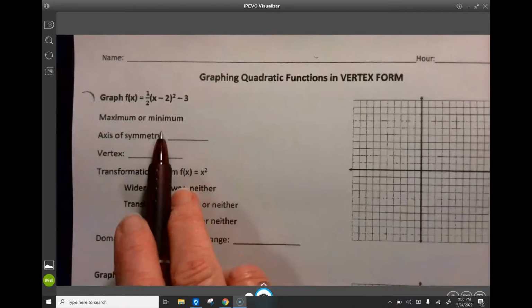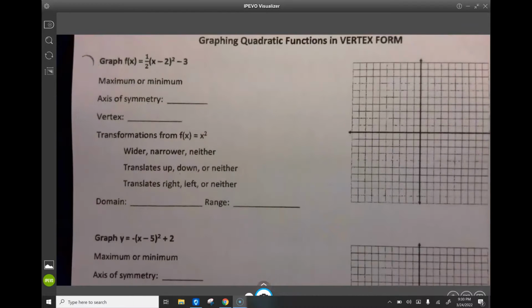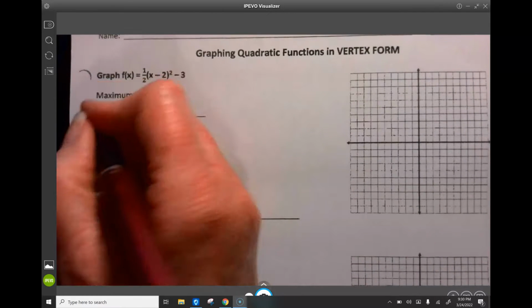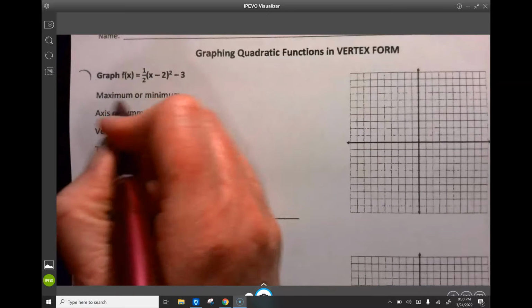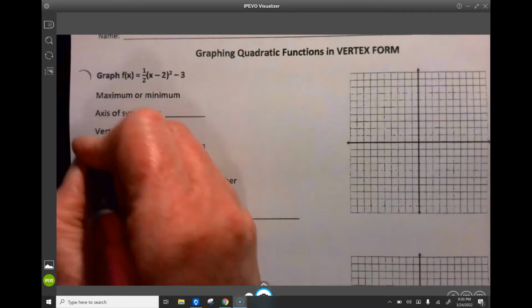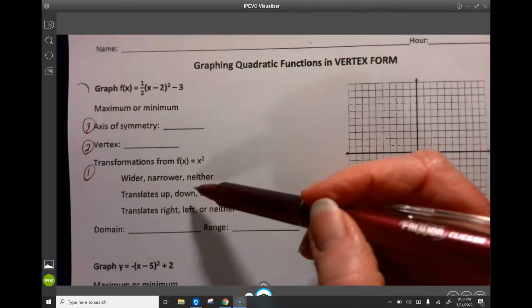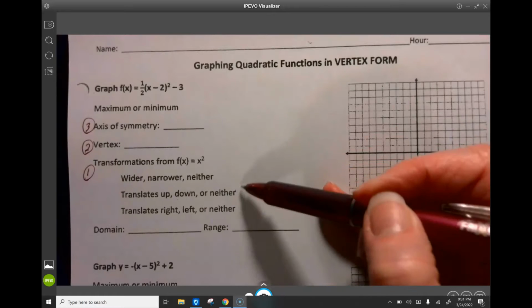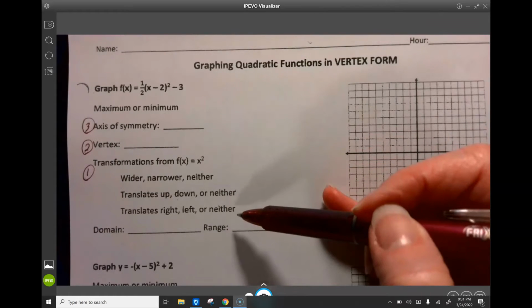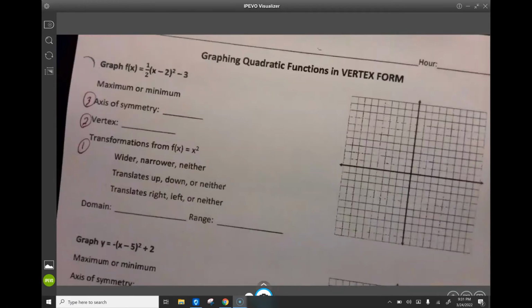You're going to circle max or min, write in your axis of symmetry. Now, they do this in a different order. I think it's kind of a weird order. Yeah, max and min. How does it open, up or down? So that's kind of what max and min is talking about. If I were doing this, I'd go here, here, here. Okay? I would do it in reverse order. And they say translate up and down. I'm going to state how much. So if it translates down 3, I'm going to circle down and put a 3 over here. Then you're going to graph it over here just like we've been doing it.